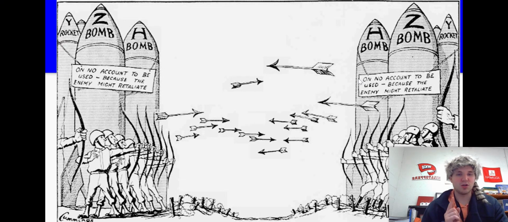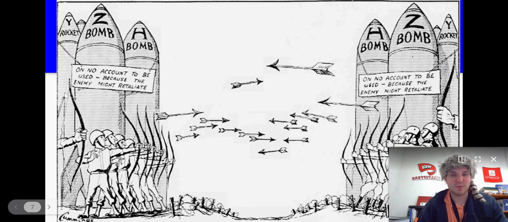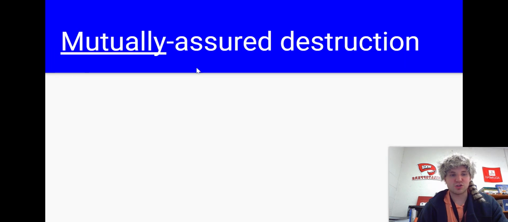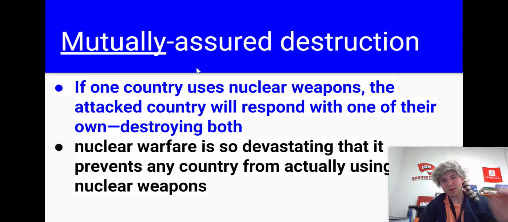Neither side in a conflict, if both sides possess nuclear weapons, this idea states that neither side will use them because they know if they launch this over here, they are going to respond. This side that's been attacked is going to respond with one of their own. So, mutually assured destruction. If one country uses nuclear weapons, the attacked country will respond with one of their own, and that takes out both. Okay. Therefore, this is the idea.